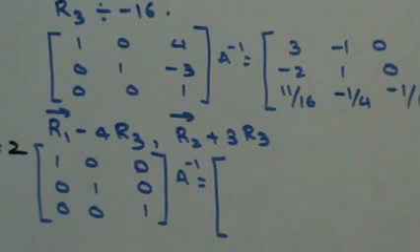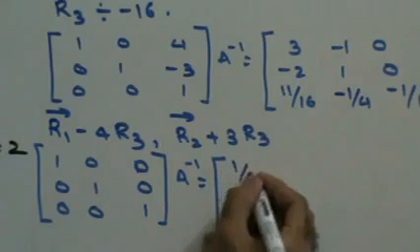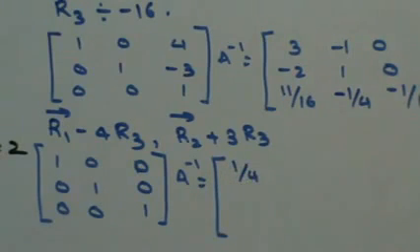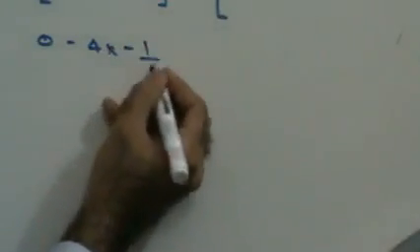3 minus 4 into 11 by 16. 4 ones are 4, 4 fours are 16. So 3 minus 11 by 4. 4 threes are 12, 12 minus 11, 1 by 4. Right? Next. Minus 1 minus 4 into minus 1 by 4. So this will be minus 1 plus 1, 0. Next. This is 0 minus 4 into minus 1 by 16. So minus into minus plus 1 by 4.